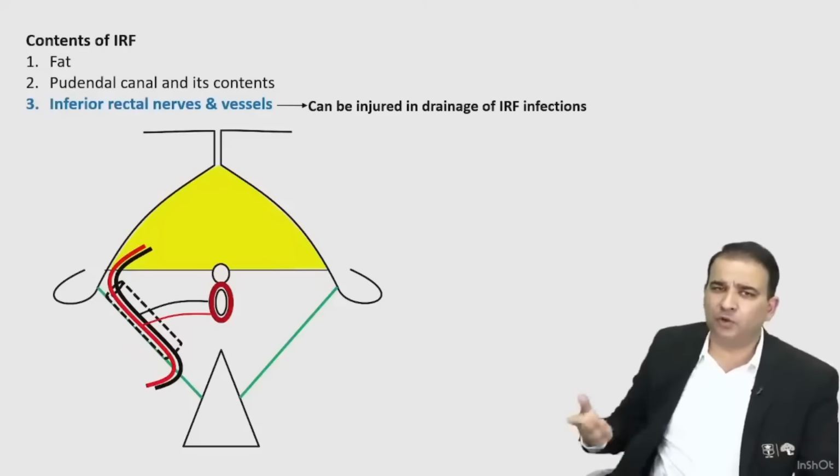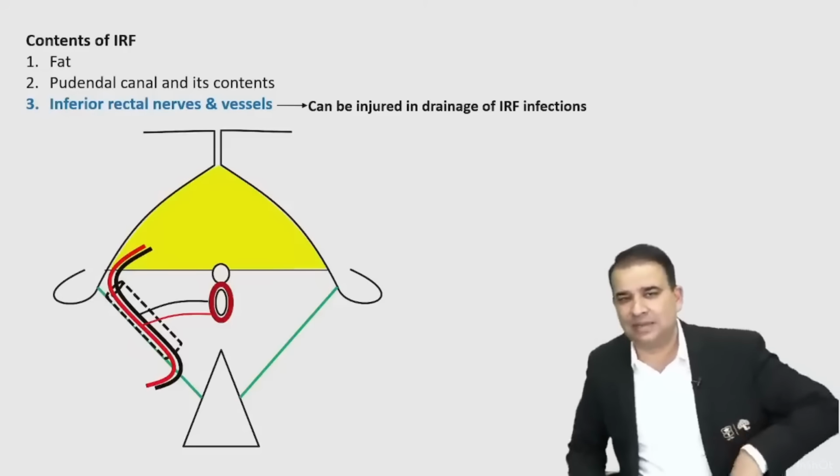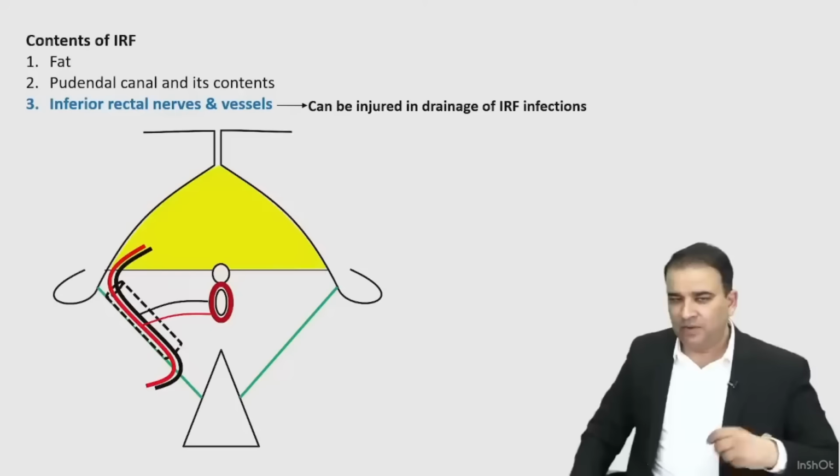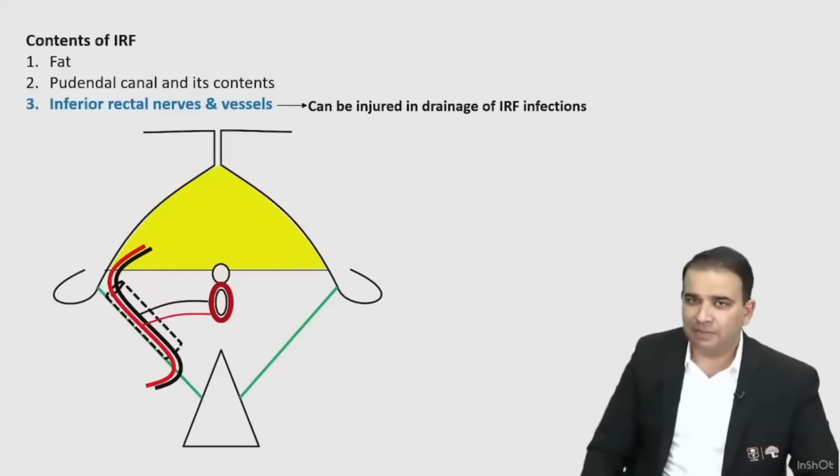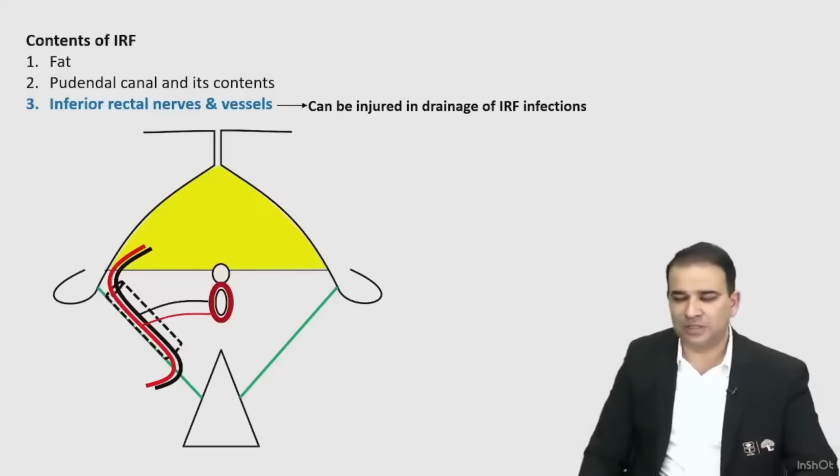This is called the ischiorectal fossa, and this is called the ischioanal fossa. It's the same thing only. Don't worry about that. So the inferior rectal nerves and vessels can be injured in the drainage of an ischiorectal fossa abscess.